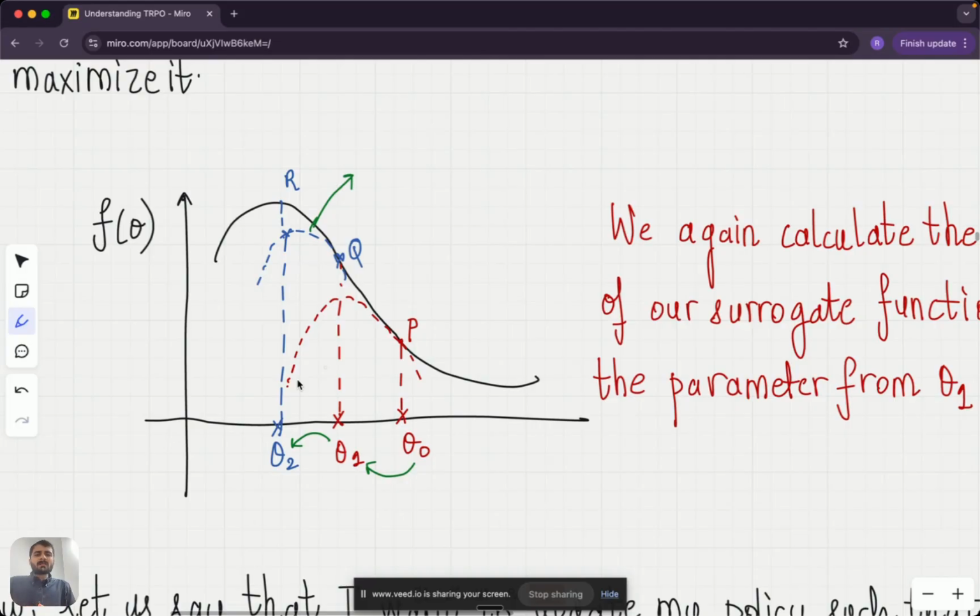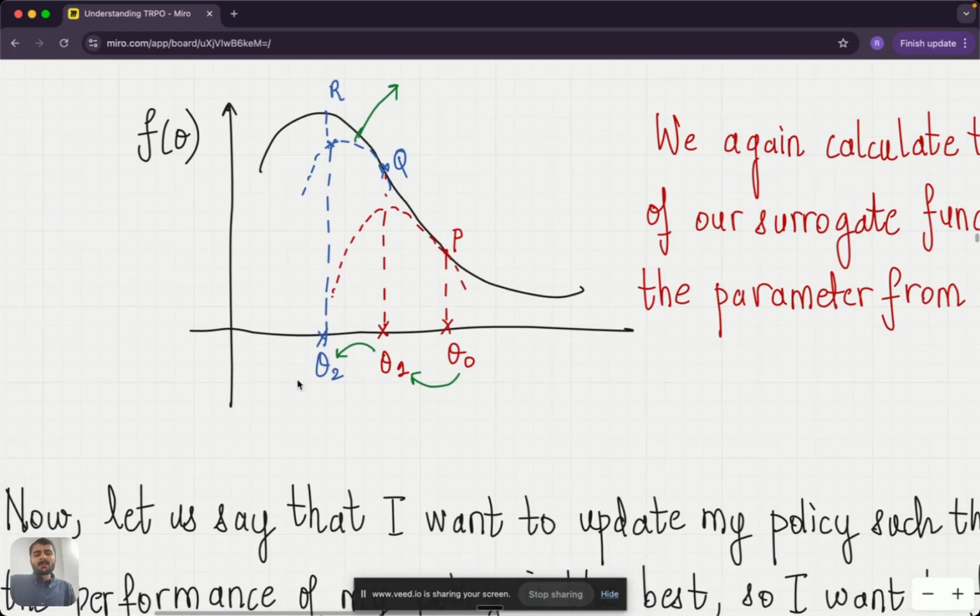So what we have done here is that without knowing the actual function, we have constructed a new function, which is called the surrogate function. At every step, the surrogate function is less than the true function. So instead of maximizing the true function, we are simply maximizing the surrogate function, and through this process we are moving towards better and better estimates of our parameter theta.